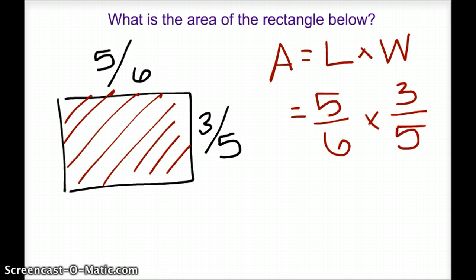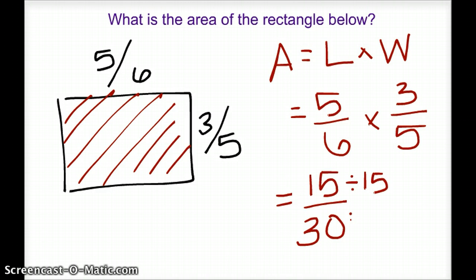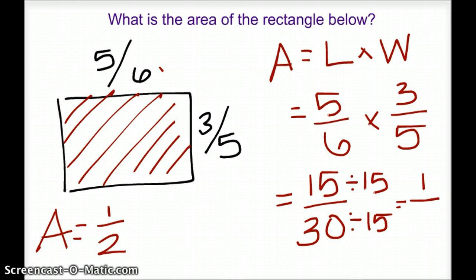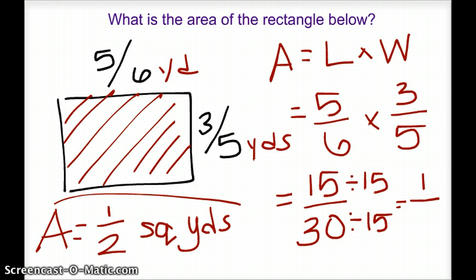Now we just multiply across. 5 times 3 is 15, and 6 times 5 is 30. We can simplify this down by dividing both the top and the bottom by 15. 15 divided by 15 is 1, and 30 divided by 15 is 2. So our area equals 1/2. Oh, and these are in yards. 1/2 square yards. If you didn't get that, go back and check your work.